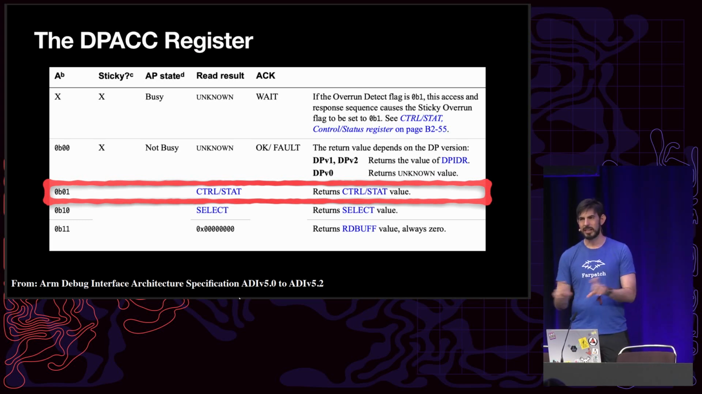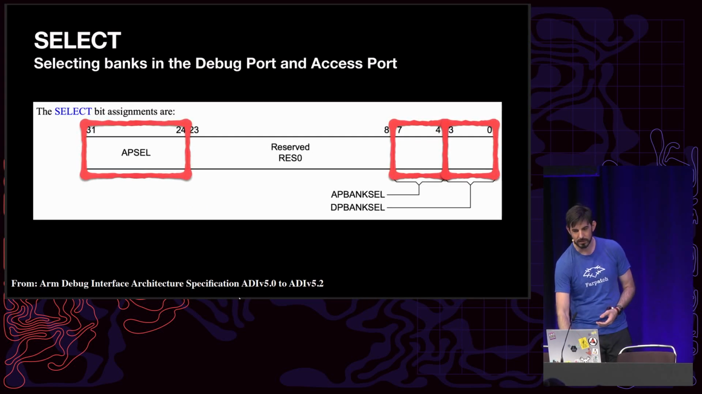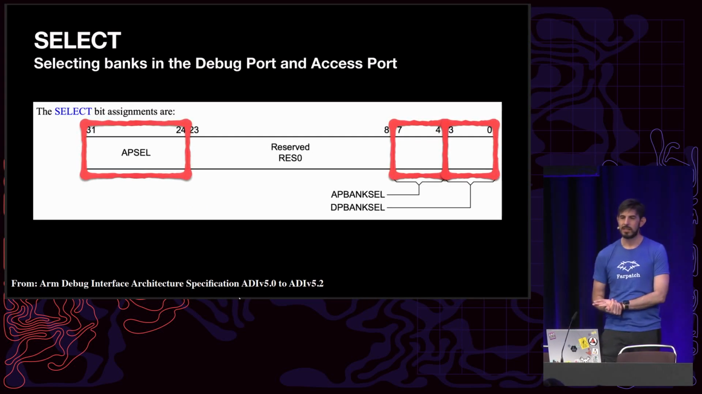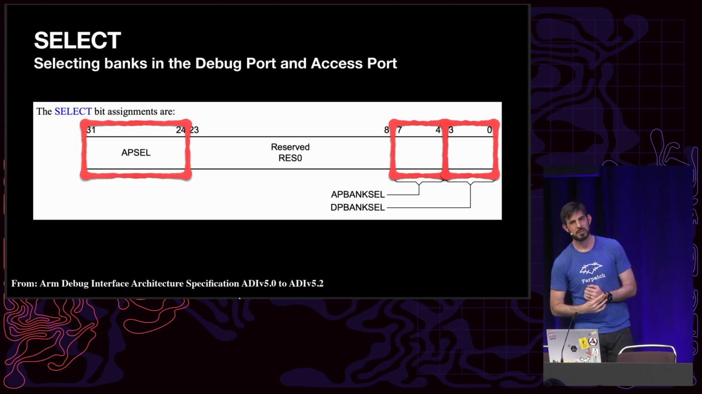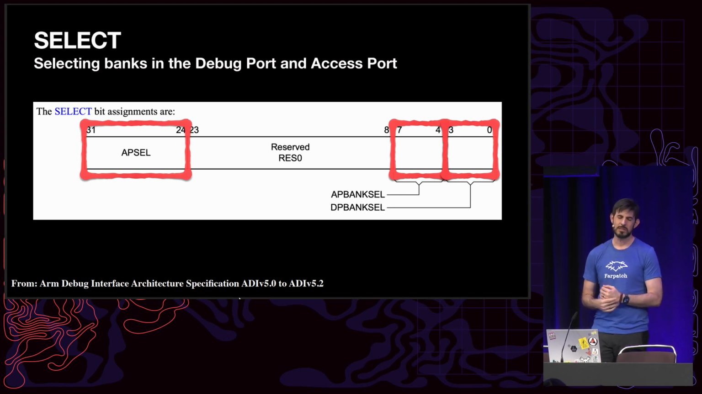And then we have this select register. We won't be accessing the DPACC register very much, but when we do, most of the time it's going to be accessing the select register. It looks like this. There's really only 3 fields. There's DP bank cell that does some things about selecting the control stat register that some of the newer versions require for actually getting set up. We're going to ignore that.